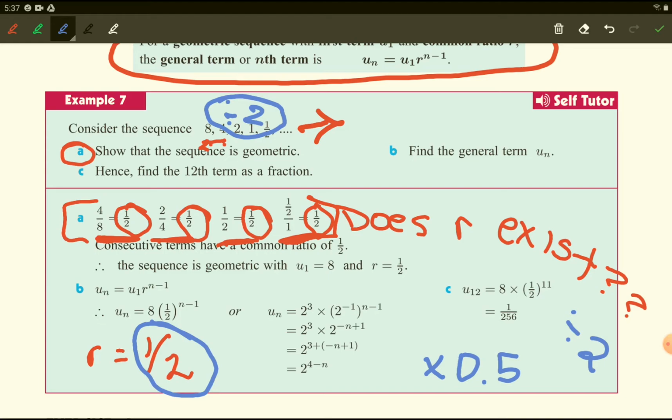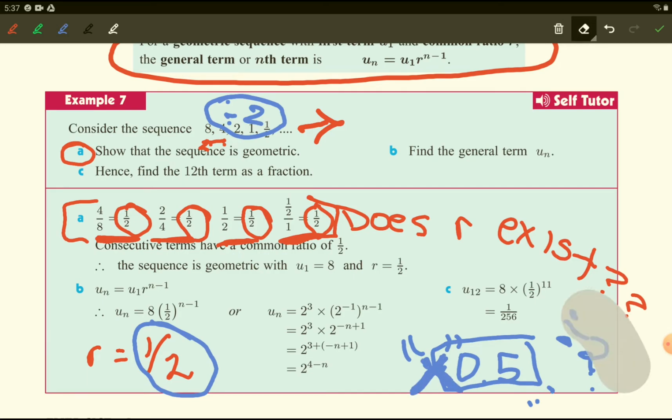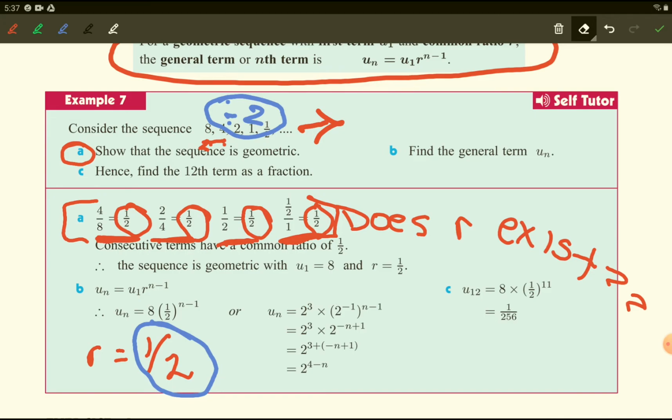But we want the number that we use when we multiply. We don't want the number that we use when we have to divide. They're both correct in terms of how to get the next term, but in terms of how to write the common ratio, we need the number that we use to multiply. So, let's keep going.